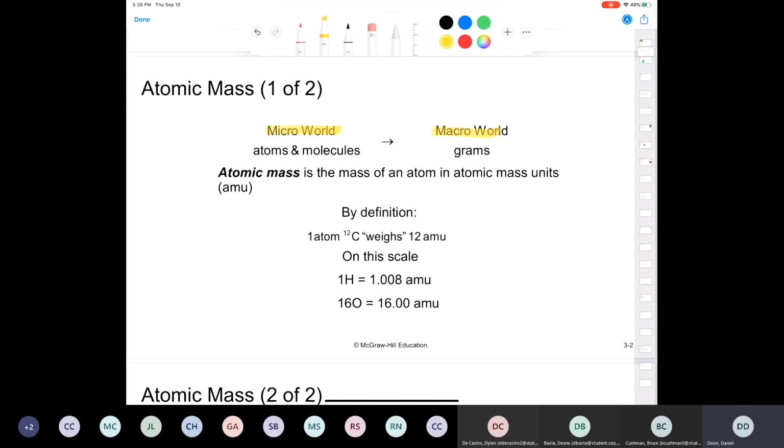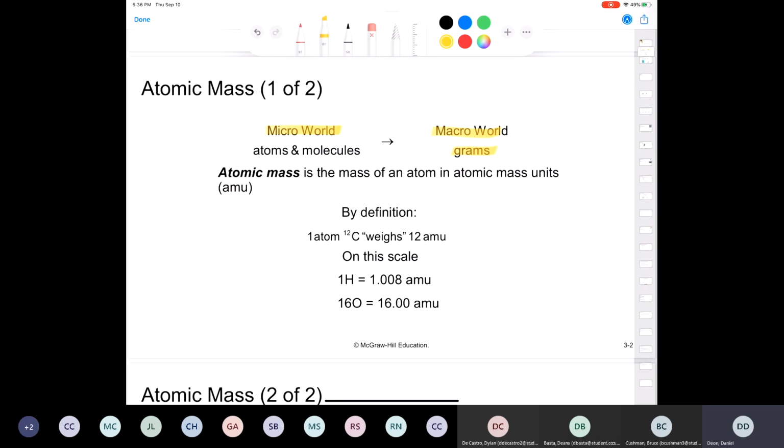Now, in terms of masses, in the micro world, we can't take an atom or a single molecule or even 100 molecules and weigh them out on a balance. They're much too small. But in the real world, we can certainly think about grams. So we need to find a way to relate atomic masses to masses that we can appreciate, and something that we can weigh out on a balance realistically in a laboratory.